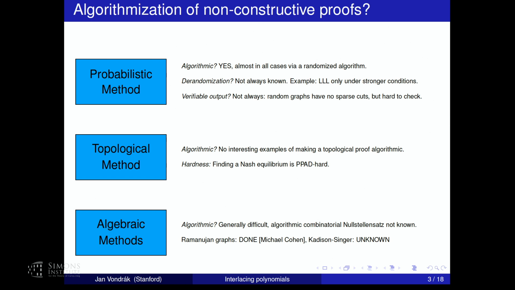The algebraic methods are interesting. So the problems that we will talk about here, in particular Ramanujan graphs and the Kadison-Singer problem, were both very interesting questions. And the question for Ramanujan graphs has been resolved in the positive. So there is an efficient algorithm to find Ramanujan graphs, which was done by Michael Cohen. For the Kadison-Singer problem, this still remains a major open question. So now let's postpone all these algorithmic questions. That's not the point of my lecture here. And let's start talking about Ramanujan graphs.